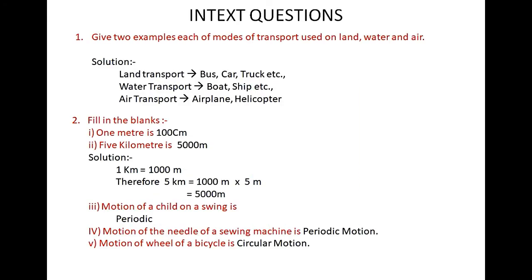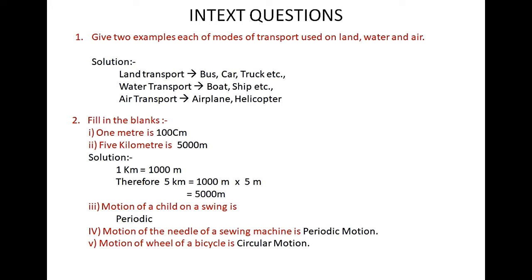First question: give two examples of each mode of transport using land, water and air. As we all know, transport is classified into land transport, water transport and air transport. You can give any example of your own. Here I gave some examples: for land transport, bus, car, truck, etc. Water transport, boat, ship, etc. And for air transport, airplane, helicopter, etc.